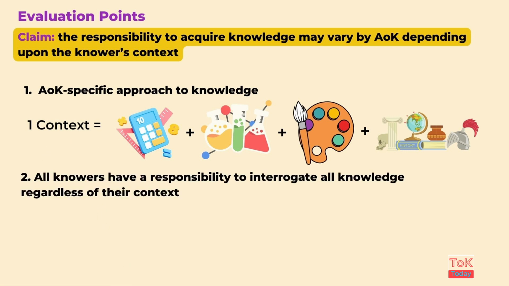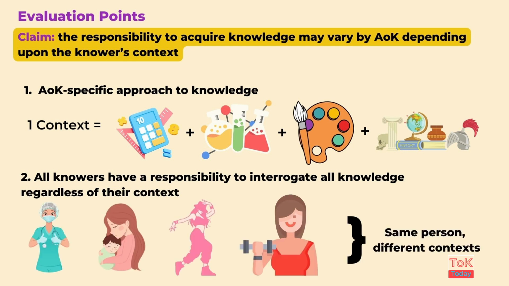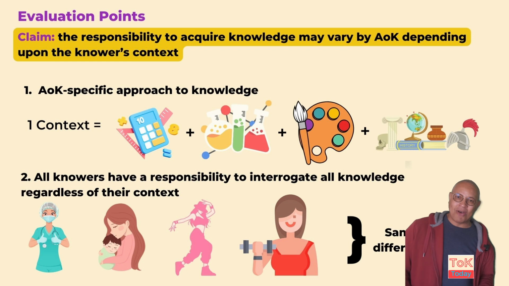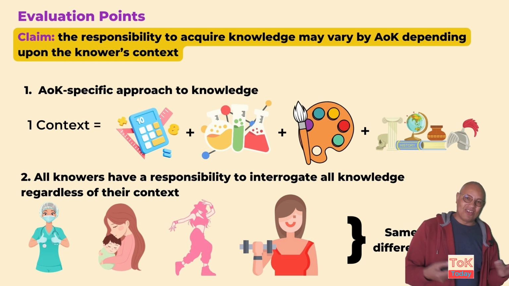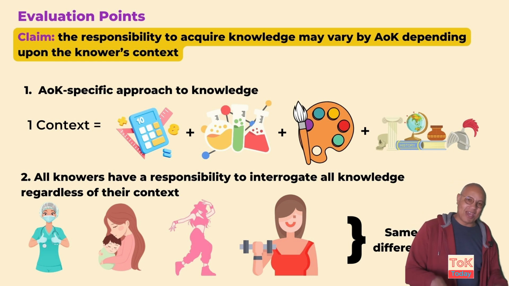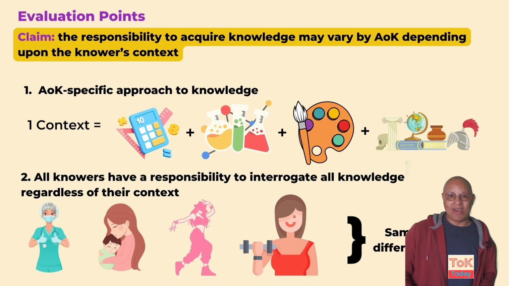Second evaluation point. We could argue that all knowers have a responsibility to interrogate all knowledge, regardless of their context or the AOK from which the knowledge comes. Now, this argument is based on the premise that the context of a knower is fluid, it's hybrid, it's layered. And as such, we can't develop uniform, standardized rules for the acquisition of knowledge based on context. In terms of our history curriculum example, it's not just that Michael Gove, as a knower, has extra responsibility to acquire knowledge from AOK history, but it's that all knowers have responsibility to acquire knowledge from AOK history and from all of the other AOKs.